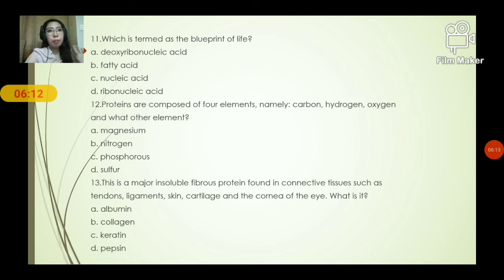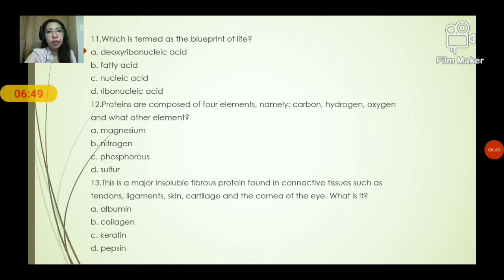Okay, so for question number 11, which is termed as the blueprint of life? A, deoxyribonucleic acid, B, the fatty acid, C, the nucleic acid, or D, the ribonucleic acid. Okay, so question number 12. Proteins are composed of 4 elements, namely the carbon, hydrogen, oxygen, and what other element? A, magnesium, B, nitrogen, C, phosphorus, or D, sulfur.